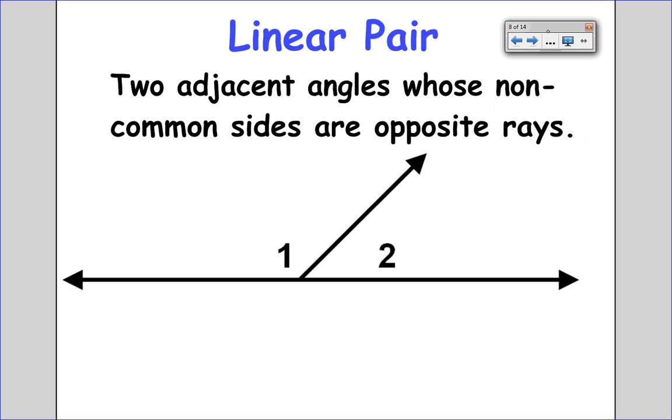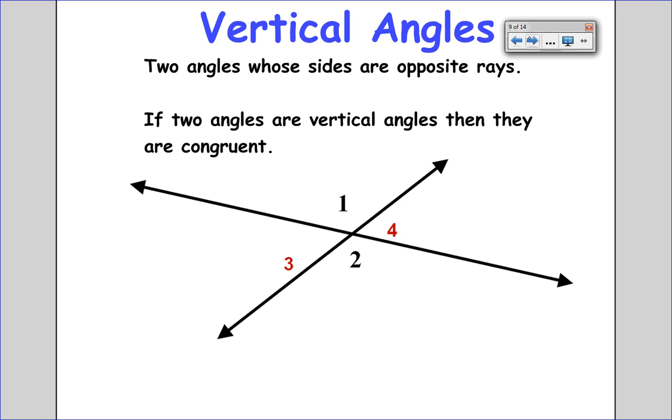Linear pairs we talked about the other day, these are two adjacent angles. In other words, they share a ray and a vertex whose non-common sides are opposite rays. So this side and this side are non-common and they form opposite rays. These angles, of course, are supplementary and equal 180. Vertical angles are two angles whose sides are opposite rays. If two angles are vertical angles, they are congruent. So 1 and 2 are across from each other from two intersecting lines, and 3 and 4 are across from each other, so they are congruent angles.